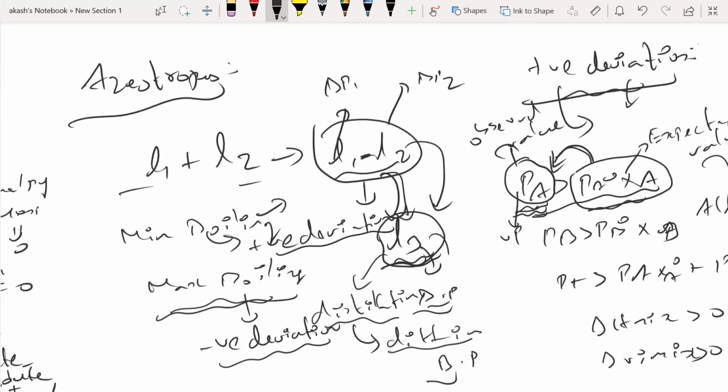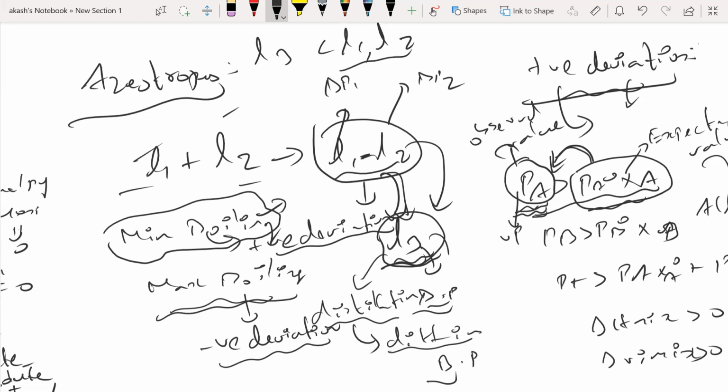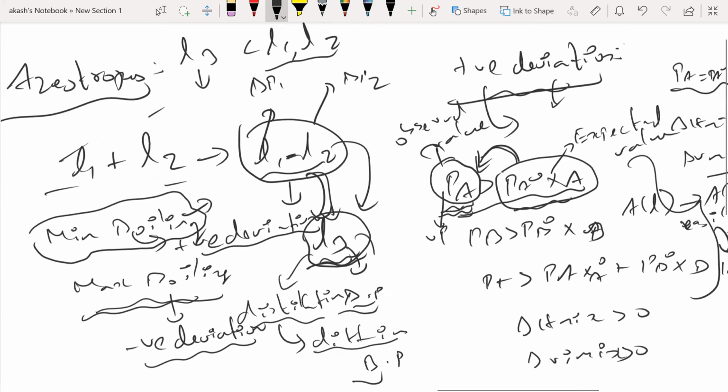Now, positive deviations are the ones showing minimum boiling azeotropes. That means their boiling point is lesser than that of L1 and L2. This is L3, and the L3 boiling point will be lesser than L1 and L2's boiling point. That means L3, the azeotrope, will easily go into the vapor phase. Okay, guys, understood how positive deviation is showing minimum boiling azeotropes? Is it fine? I hope everybody understood this.